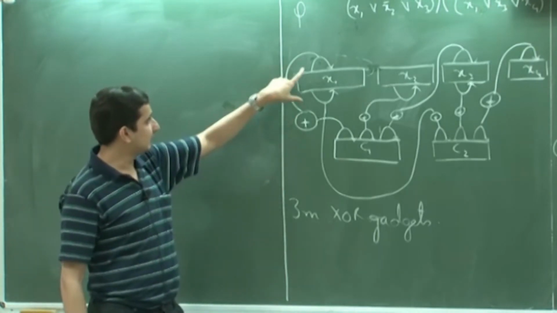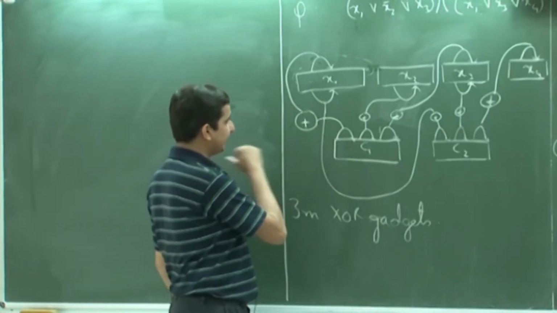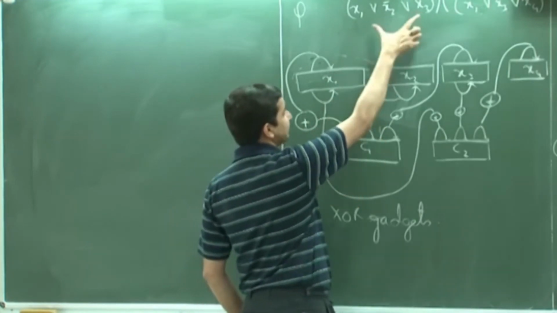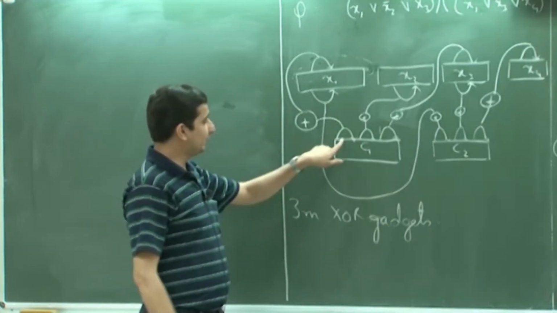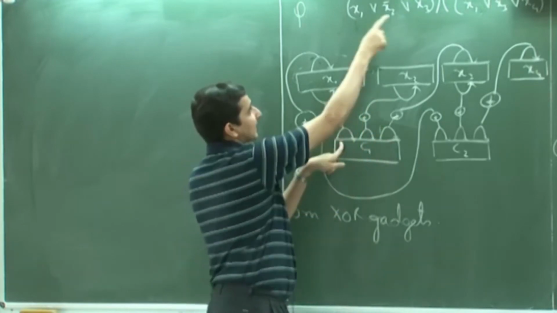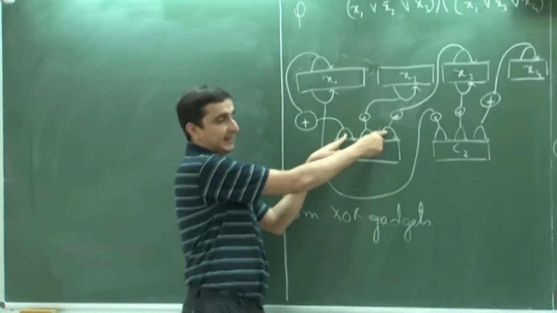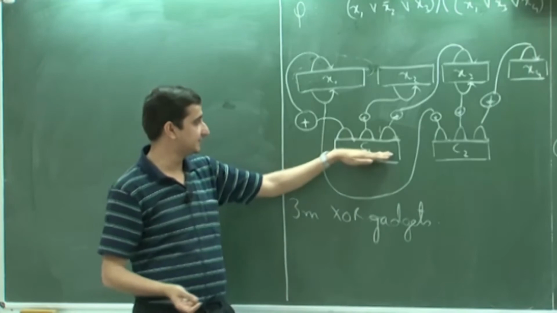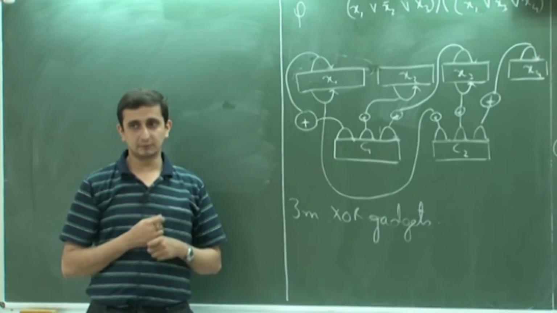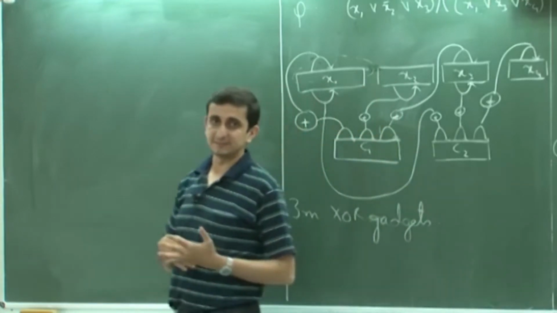So, suppose in this clause, what are the 3 literals? The 3 literals are x1, x2 bar and x3. Suppose x1 and x3 are true. Then we will consider the cycle cover in C1 which does not include the external edges corresponding to x1 and x3. So, we will only consider the cycle cover in C1 which has this external edge. This is where we crucially use the fact that there is exactly one cycle cover corresponding to every subset.